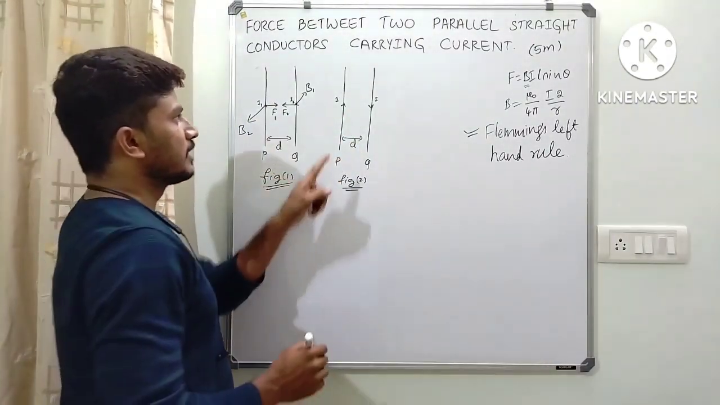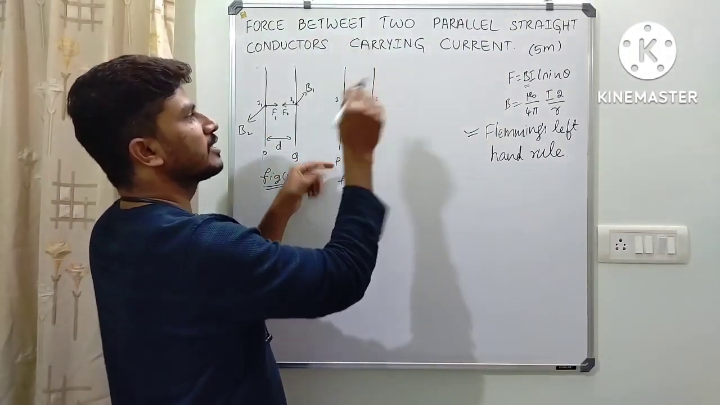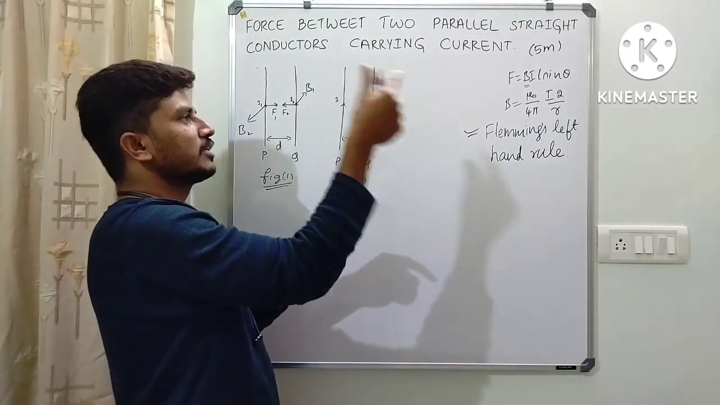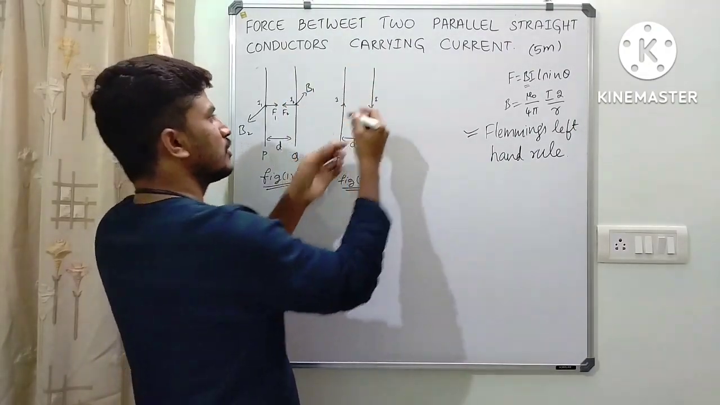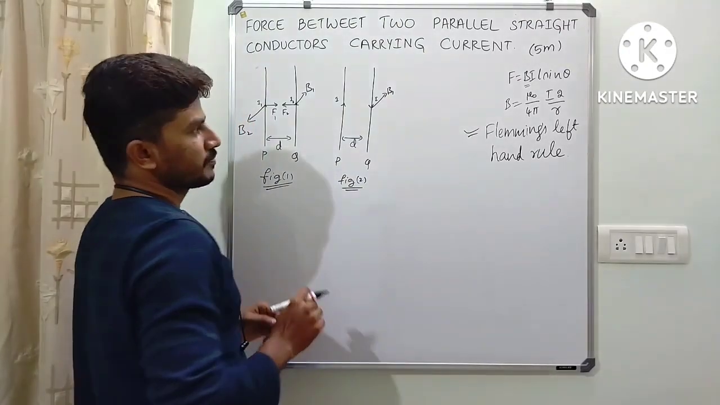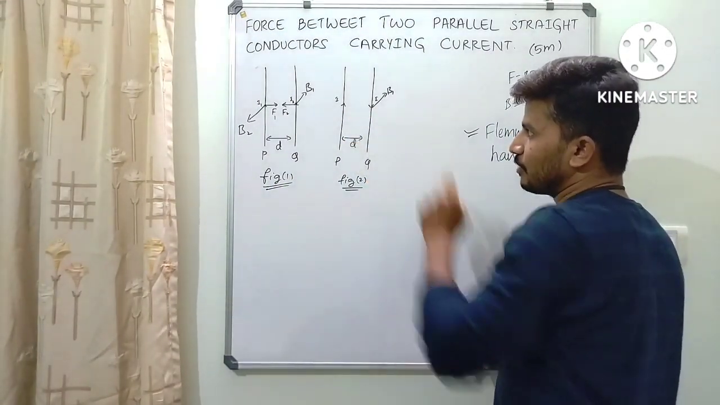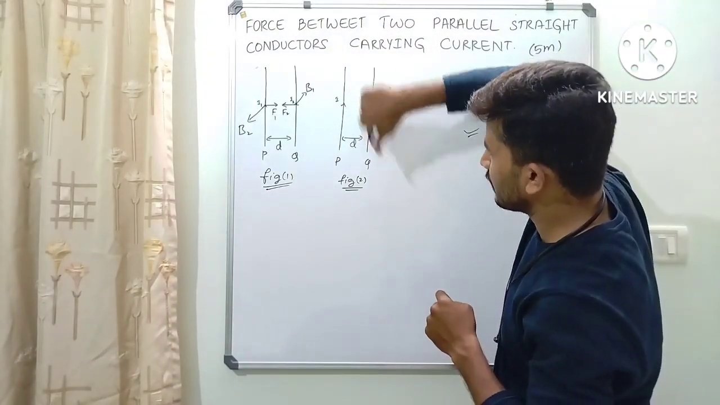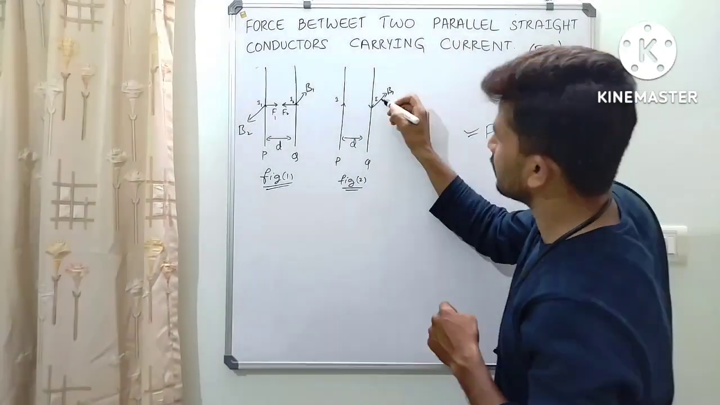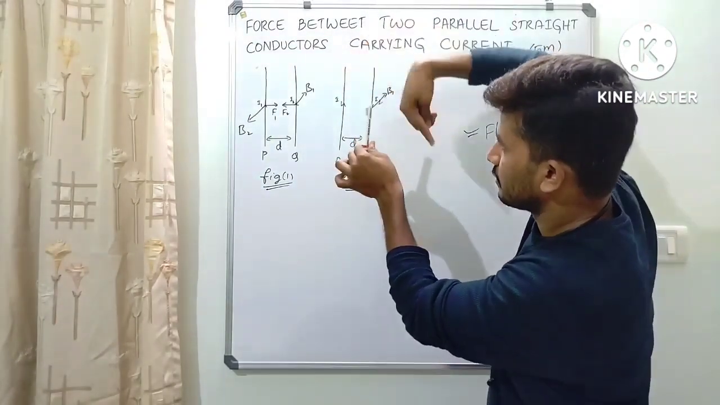Similarly, here the magnetic field produced due to P at this particular point will be like this, because the direction of current is like this. So the direction of magnetic field will be like this. So it is like this, B1. Then the magnetic field produced due to Q at this side will be, since the direction of current is like this, let me consider this I2, this I1. So it is like this.